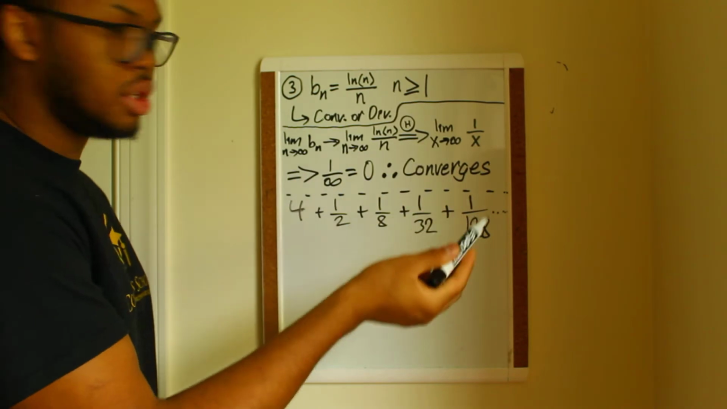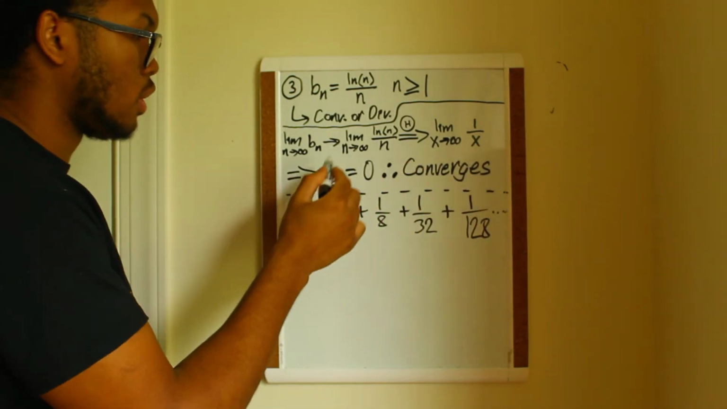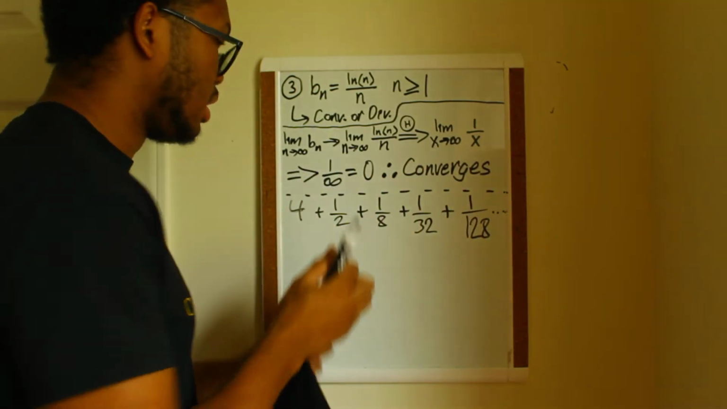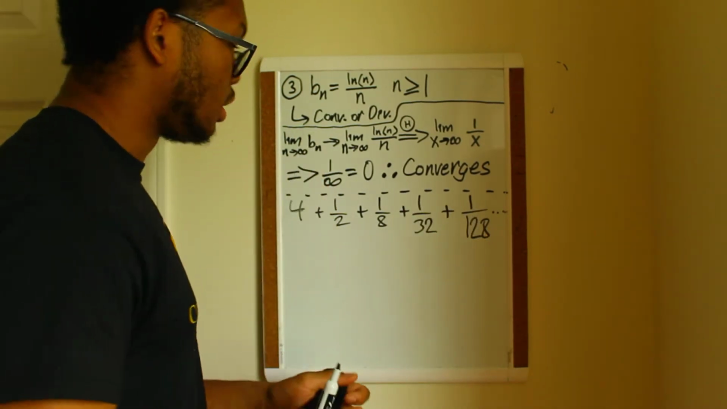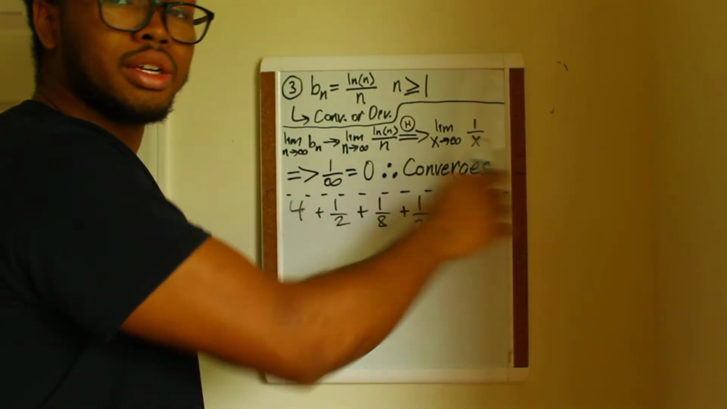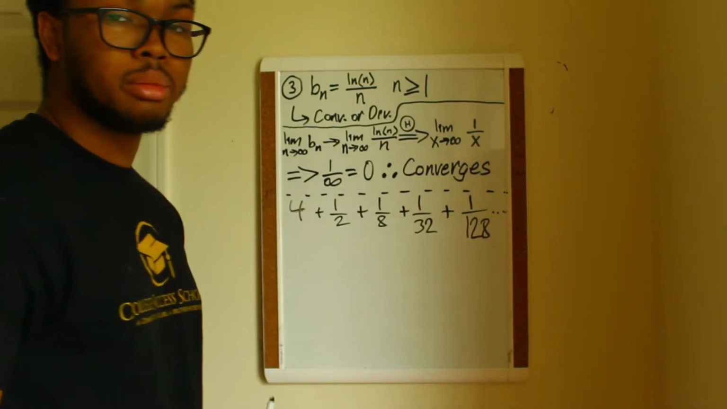Now what we can just do here is plug in infinity. We have 1 over infinity, where the bottom is growing way, way, way larger than the top. So we have 0. Therefore, it converges because 0 is a finite number.